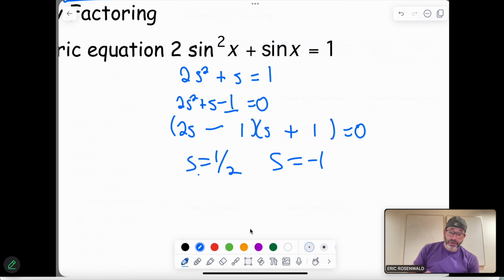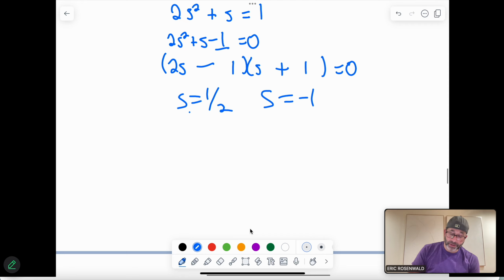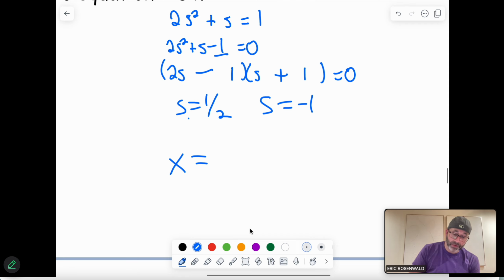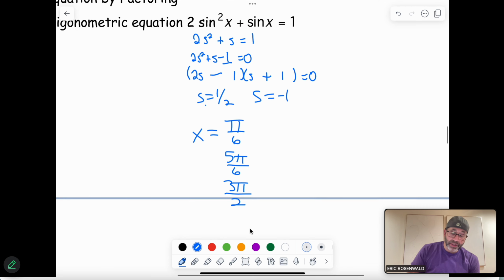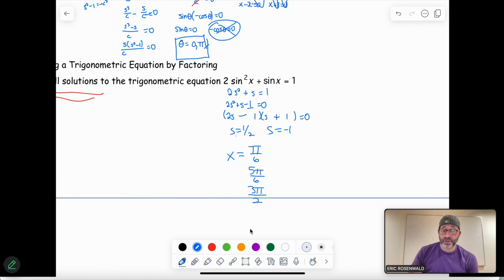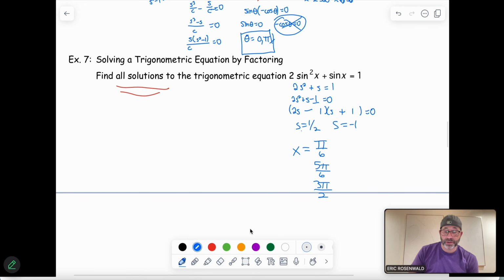All right. So we have three answers for this. That the sine of theta, that x is going to equal, we just said pi over 6. We said 5 pi over 6. And then we said 3 pi over 2. Okay. Now these are three answers, but it's not all solutions. The all solutions part is just one minor addition to the problem here.